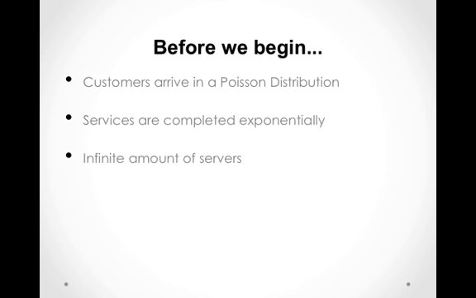Before we begin using the infinite queue, there are a few things to know. First is that the arrivals follow a Poisson process, which means an average arrival rate is given, but since Poisson has a memoryless property, you don't know the exact time of the next arrival. Similarly, services are completed exponentially, and an average service rate is given, but since the exponential distribution also has a memoryless property, you're not sure when the next service will be completed. Also, as mentioned, there are an infinite number of servers, so there is no queue or wait time.